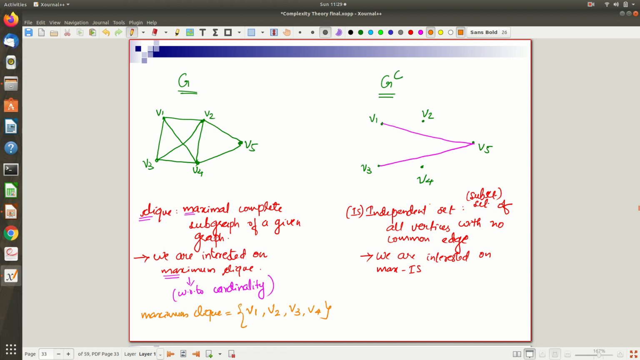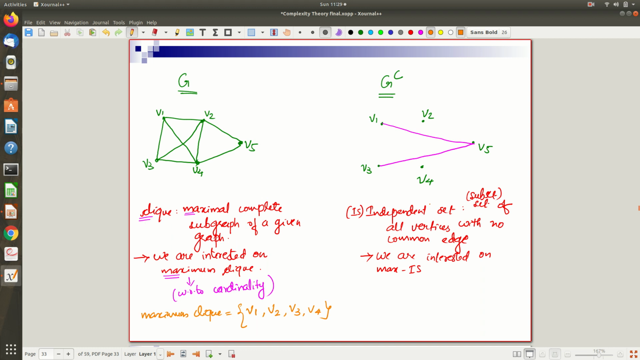In clique, I want the subset of vertices which are connected to each other. Between every pair of vertices there should be an edge, but here I need a subset of vertices which is completely independent. Independent, I mean there is no common edge between them. So if you take any pair of vertices, there is no edge, so that you should ensure. Similarly here also you can think about the maximal independent set and maximum. So basically we are interested in the max independent set, in the sense the one with the maximum cardinality.